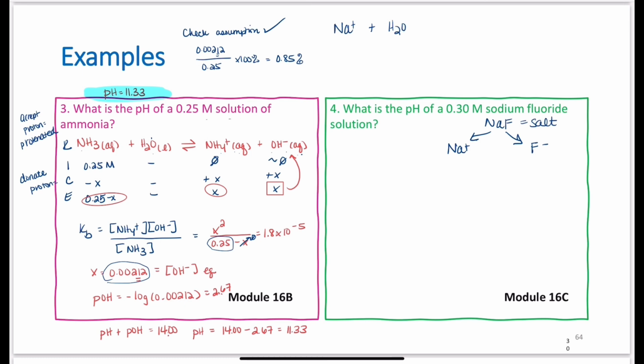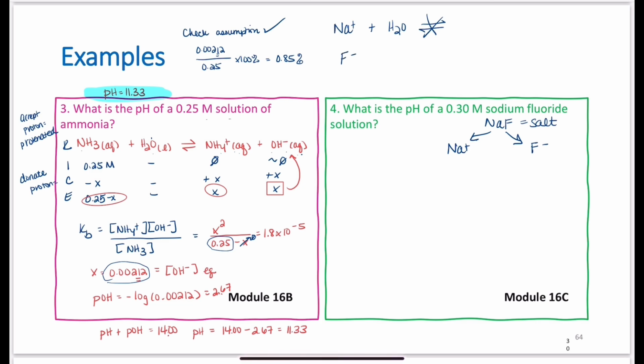When a sodium ion is in water, is it going to do anything? It doesn't have any protons to donate. It doesn't want to steal one from water. Sodium is quite happy. Doesn't want anything. It's a sodium ion. It's just going to float around in solution and nothing's going to happen.